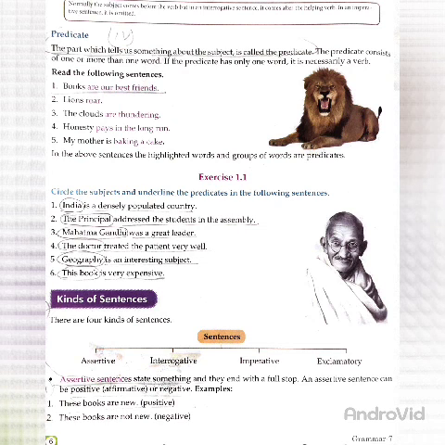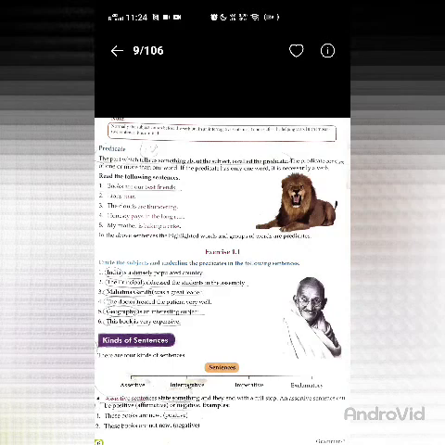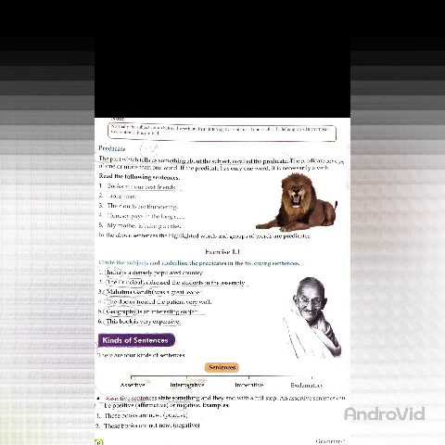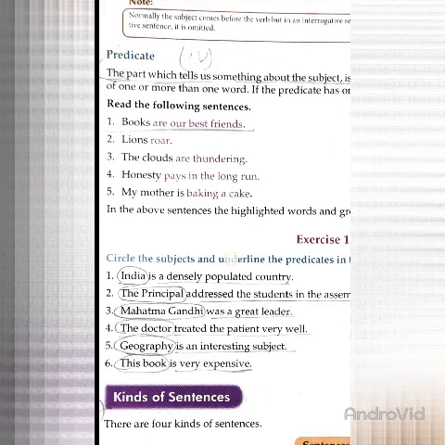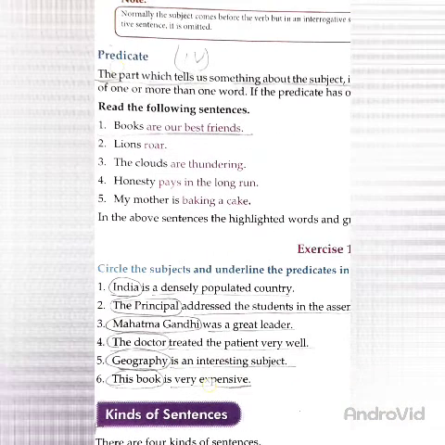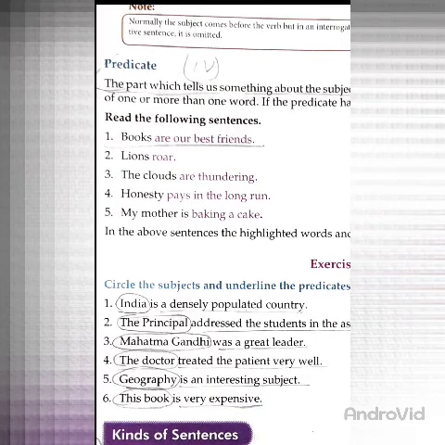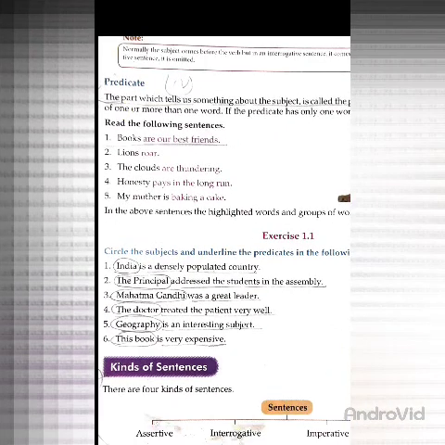सब्जेक्ट के बारे में जो कुछ बताया जाता है सेंटेंस में वो होता है प्रेडिकेट. सब्जेक्ट के बारे में जो भी बोला जाता है वो होता है प्रेडिकेट. Okay, so the predicate consists of more than one word. For example, read the following sentences. Books are our best friends. Lions roar. The clouds are thundering. Honesty pays in the long run. And my mother is baking a cake.